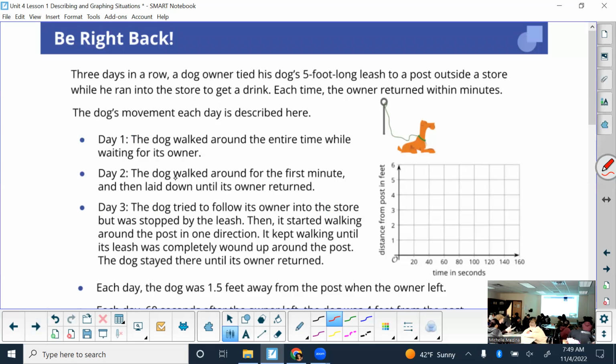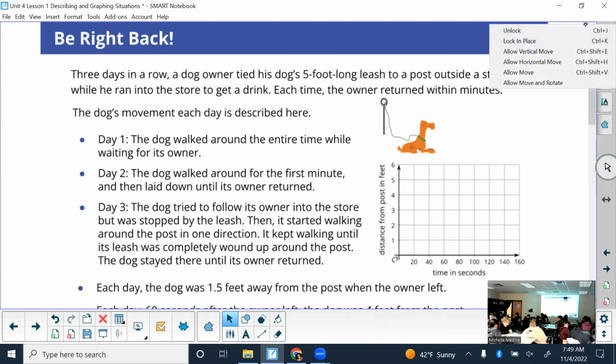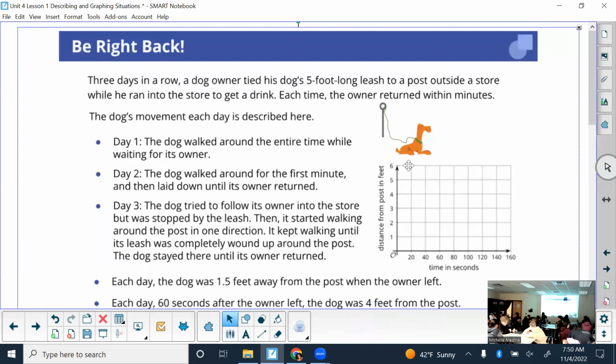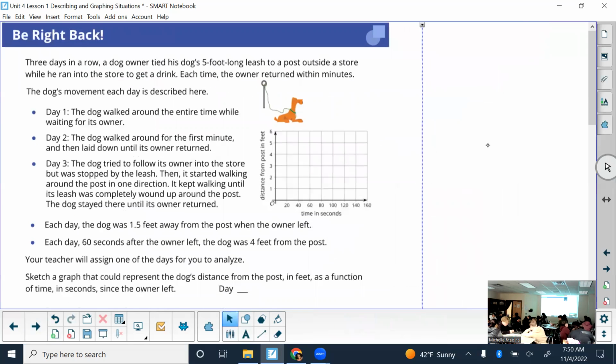Three days in a row, a dog owner tied his dog's 5-foot leash to a post outside a store while he ran into the store to get a drink. Each time the owner returned within minutes. The dog's movement each day is described here. So day 1, the dog walked around the entire time while waiting for its owner. Day 2, the dog walked around for the first minute and then laid down until his owner returned. Day 3, the dog tried to follow its owner into the store, but was stopped by the leash, started walking around the post in one direction. It kept walking until its leash was completely wound up around the post. The dog stayed until its owner returned.